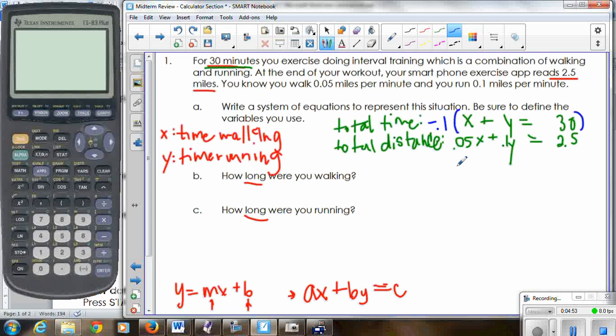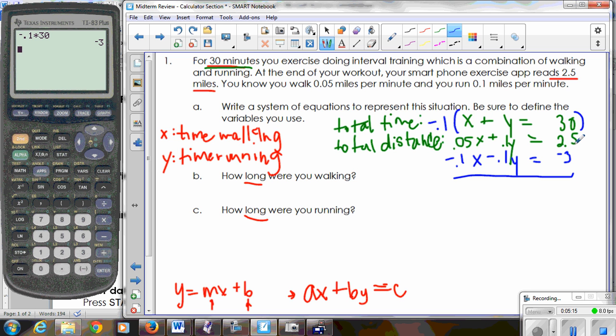And so if I multiply negative 0.1 times x, I'm going to have negative 0.1x, negative 0.1y. And then if I go to my calculator and do negative 0.1 times 30, we get negative 3.